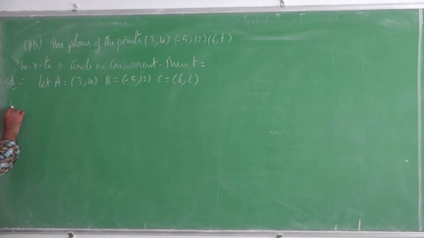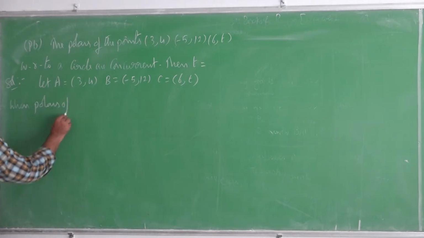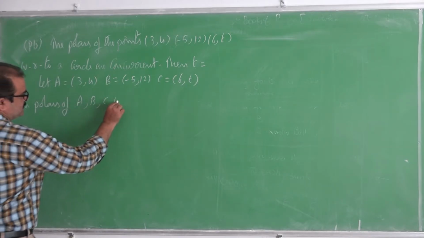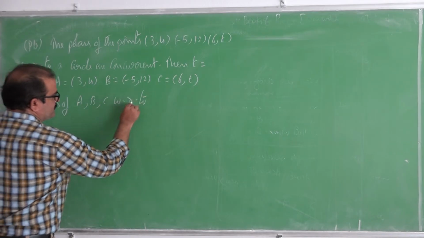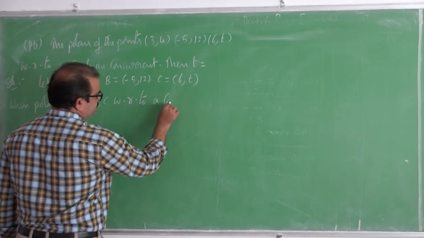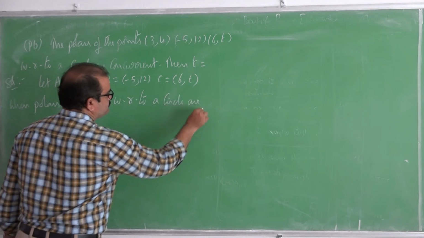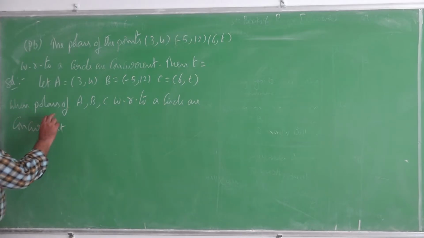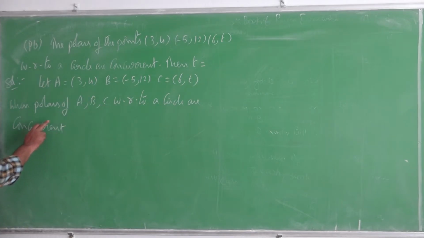Write this note: when polars of A, B, C with respect to a circle are concurrent, polar of a point with respect to a circle is a straight line. When 3 lines are concurrent, it means 3 lines pass through the same point.